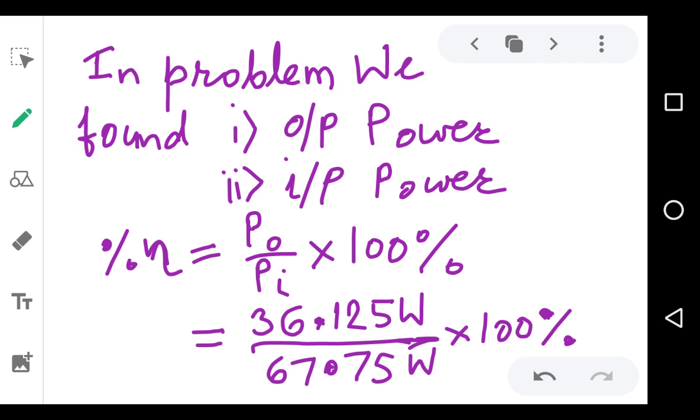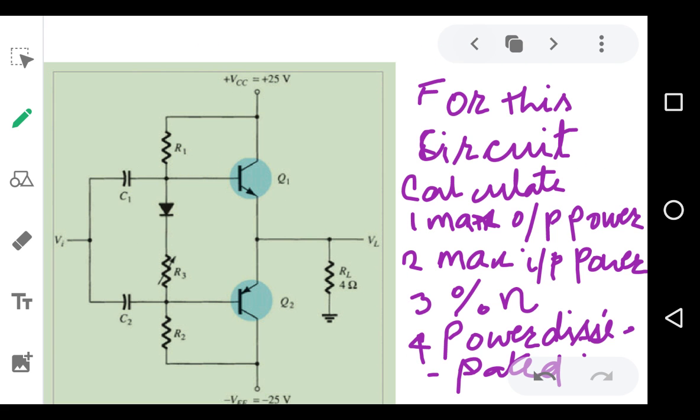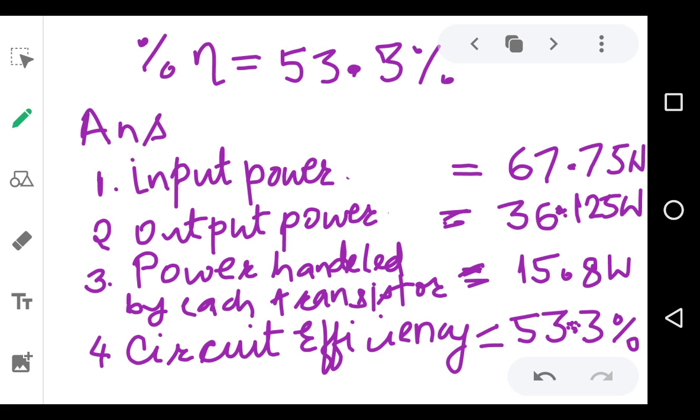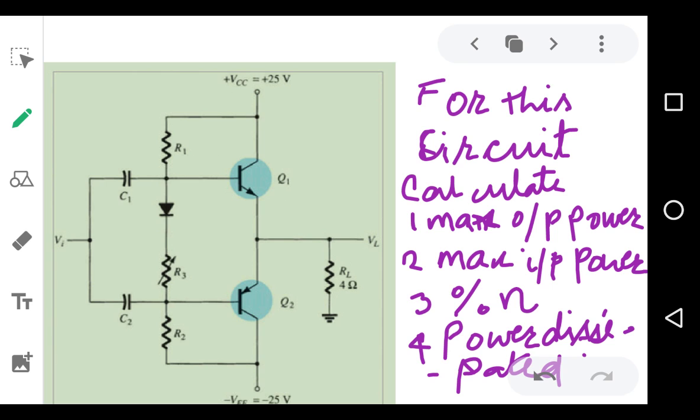In the problem we have found out output power and input power, and calculate the efficiency based on this by taking the ratio of output power upon input power and express it in terms of percent. So the answers that are expected, you make it a list: input power, output power, power handled by each transistor, and circuit efficiency. Next, this is the same circuit.